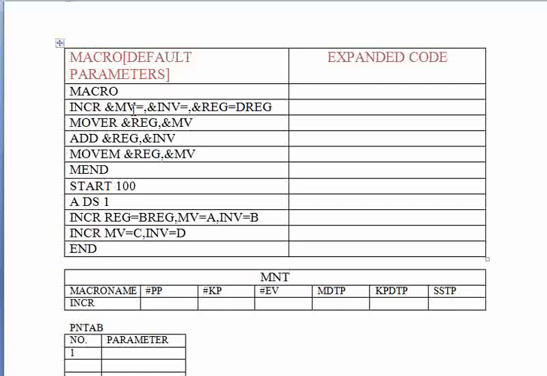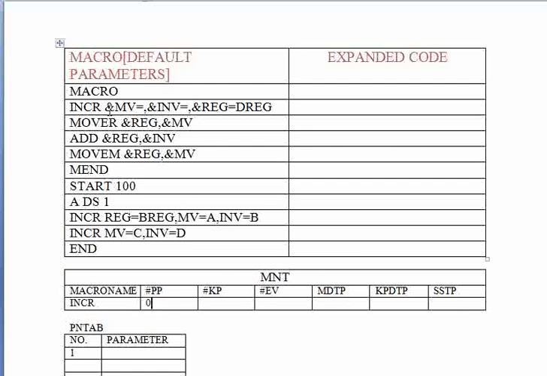The first parameter happens to be a keyword parameter, so this means that there are no positional parameters. We write #pp as 0, because I've already mentioned that if the macro contains positional parameters and keyword parameters, then positional parameters have to appear before. And how do we know that MV is a keyword parameter? Because it consists of this equal to sign. So there are no positional parameters, so #pp becomes 0.